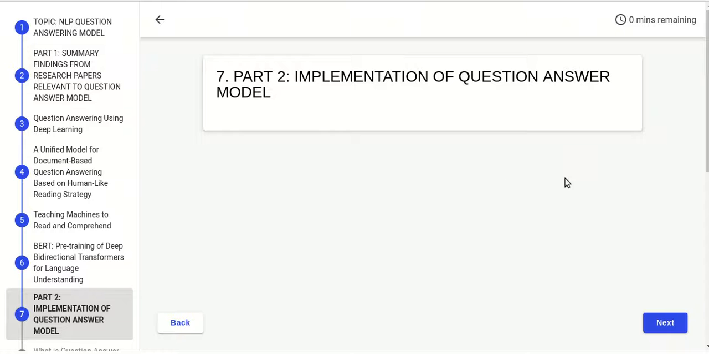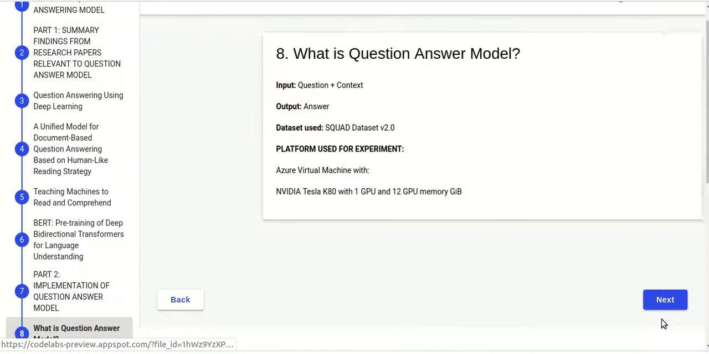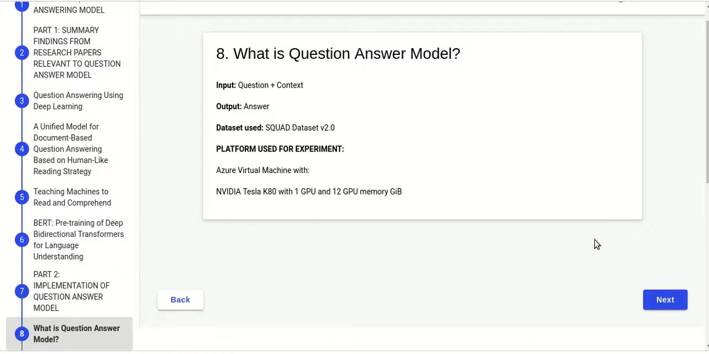So now, implementation of the QA model. So the first thing is, what is a QA model? The input that we give will be the question along with the context. So when a bot answers, the answer will be from the related context. So it is kind of like understanding what is there in the context and finding and relating it to the question and then giving an answer to it.